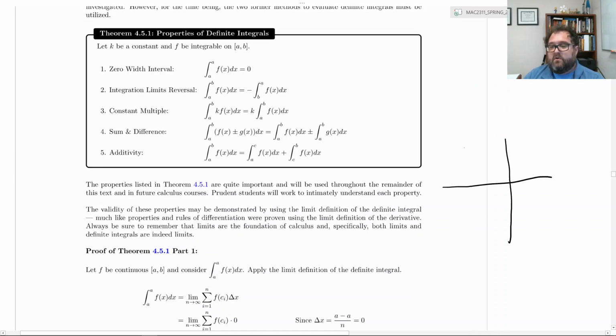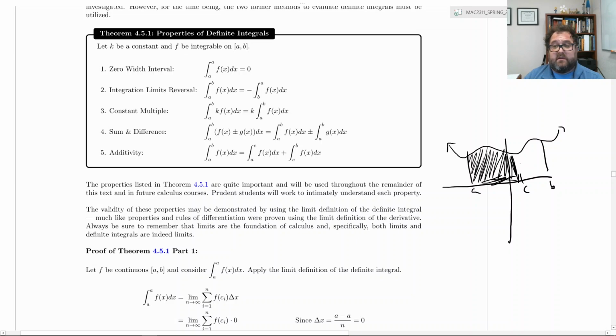Imagine we have some function, and we have a over here, and we have b over here, and imagine c is right there. This says if you take the definite integral from a to b, from a to c, you get that.